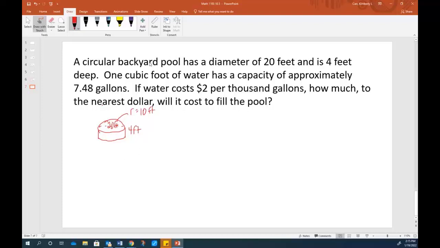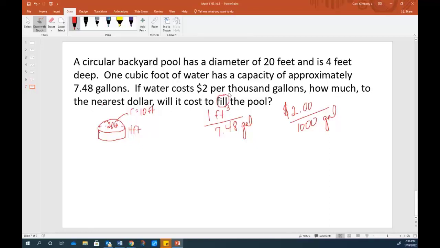Now, a cubic foot of water has approximately 7.48 gallons. I'm just going to write that down here a little bit. 1 foot cubed goes with 7.48 gallons of water. Water costs $2 per 1,000 gallons. Okay, we'll kind of write that down. We have $2 per 1,000 gallons. How much will it cost to fill up the pool?